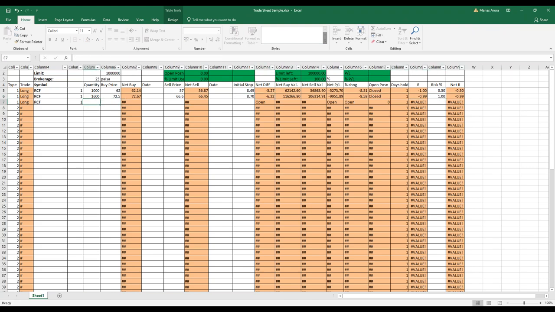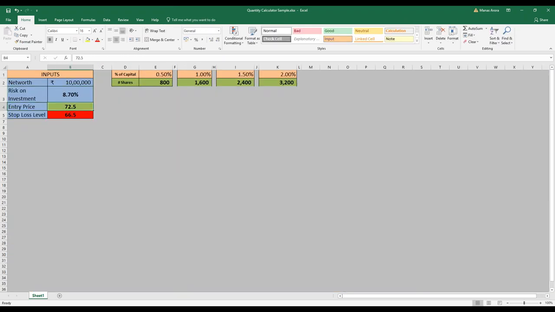My third entry was at 86, and my stop was 79. 86, 79, within 10% limit.